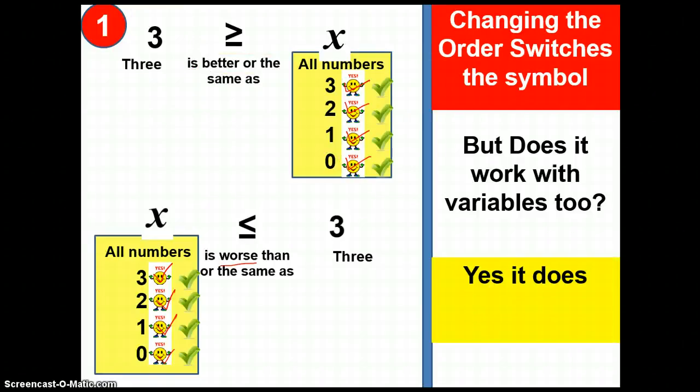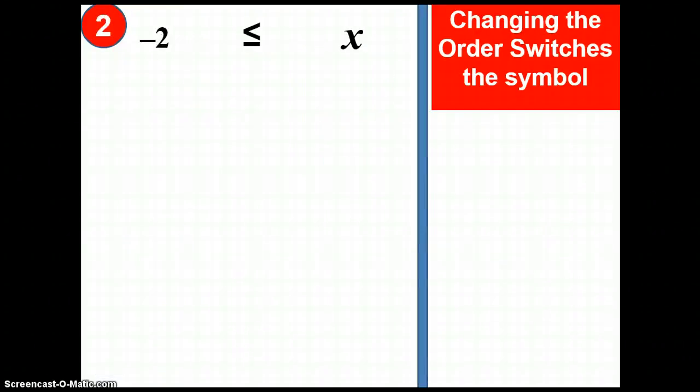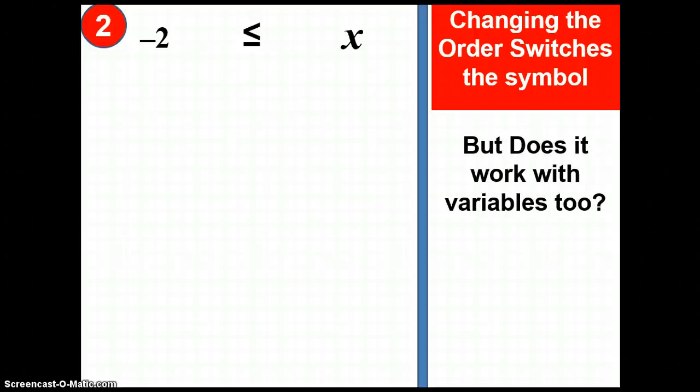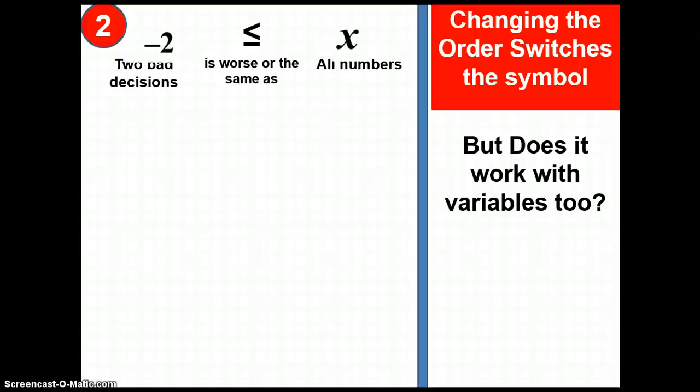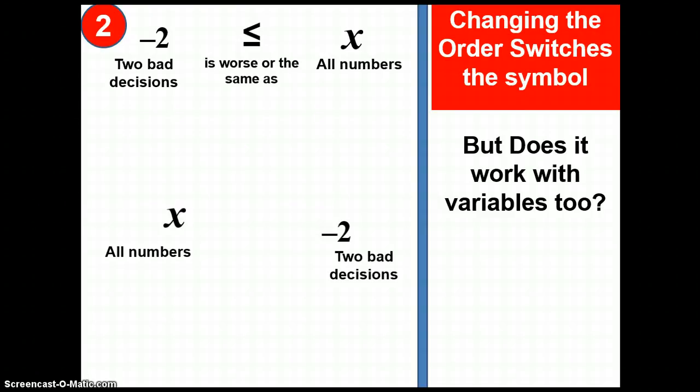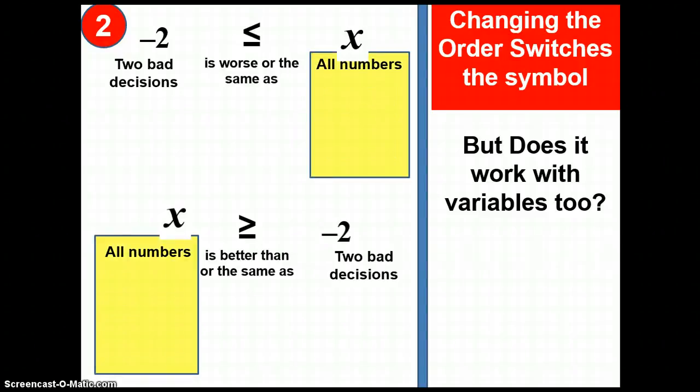So yes, it does. How about this one? This is: 2 bad decisions are worse than all the decisions you could possibly make, or the same. Let's see, if I switch up the order, all numbers or decisions are now better than or the same as 2 bad decisions. So again, let's list some numbers. What are some numbers that are better than 2 bad? -2 is the same, -1 is a little bit better, 0, 1.